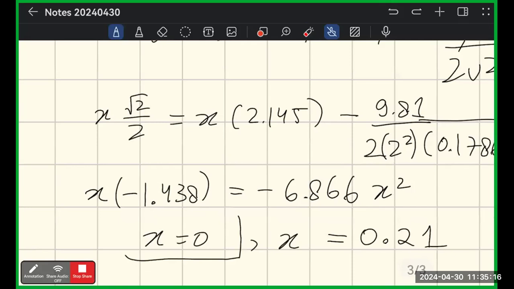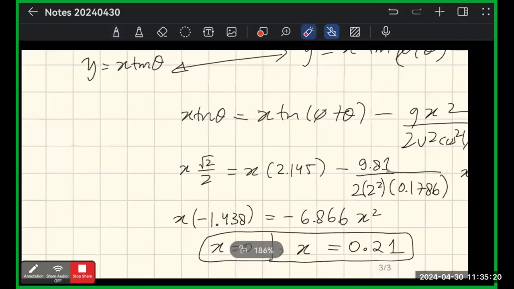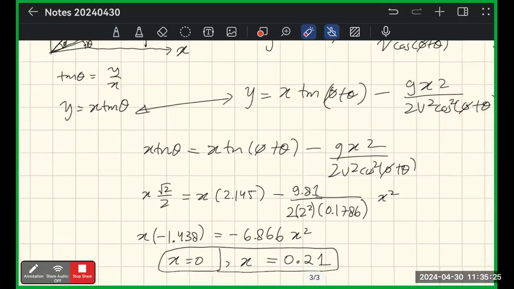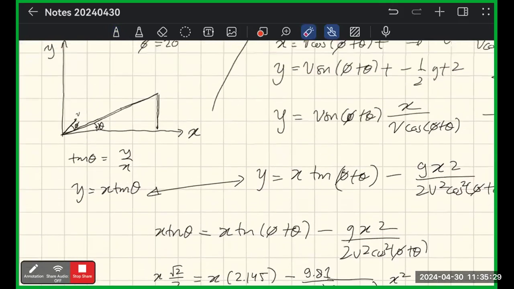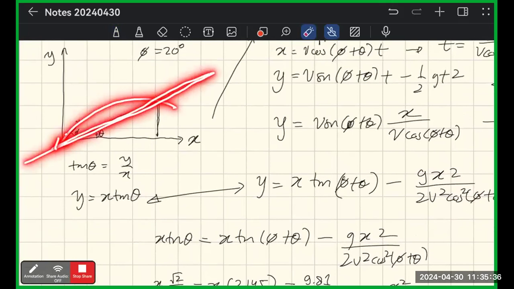So these two answers are the intersection between these two equations. The first one, x equals 0, is redundant because it is the initial point. Of course, they both intersect. So this is the function, and they intersect here. But it's our initial position, which we don't want to find. This is the one that we want, right?